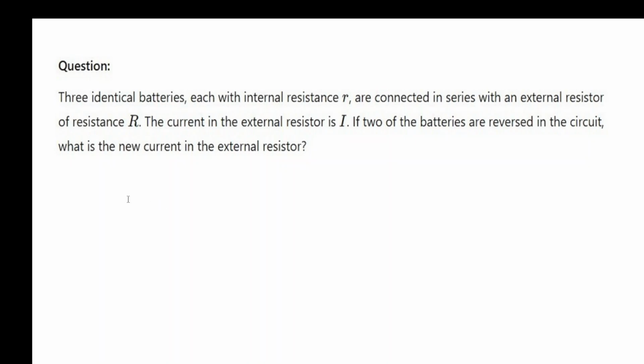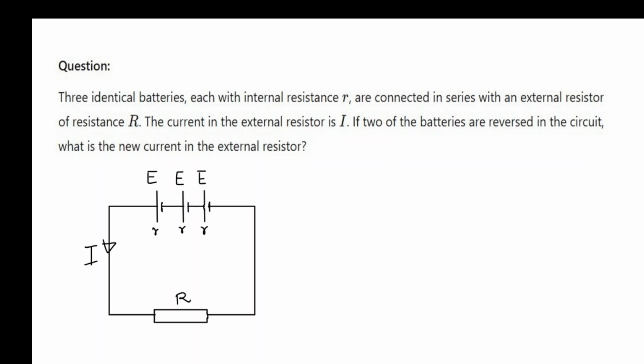So first, let's draw a diagram to show the situation. So here you can see the circuit diagram. Three identical batteries, each with internal resistance lowercase r, are connected in series with an external resistor of resistance capital R. Current is marked, and then they're talking about the change that you're going to do here. The question says batteries. I just drew 3 cells, but it really doesn't affect the question. So let's give it a try.